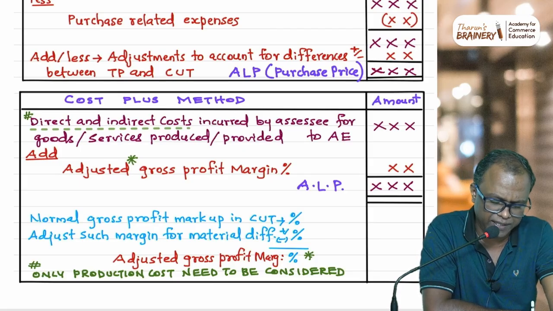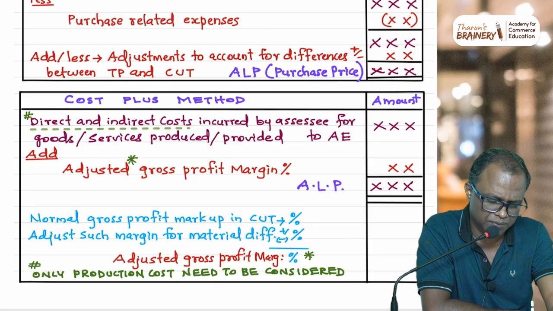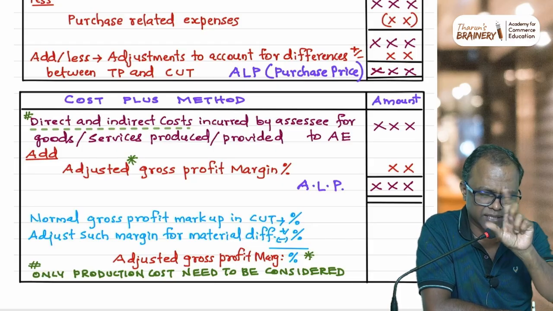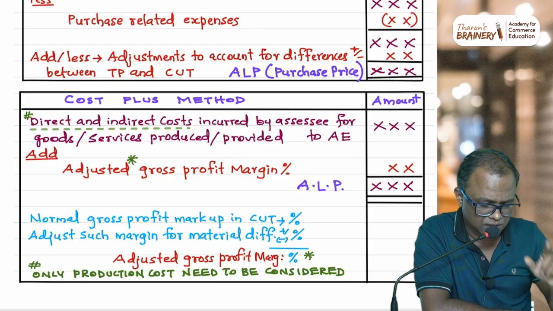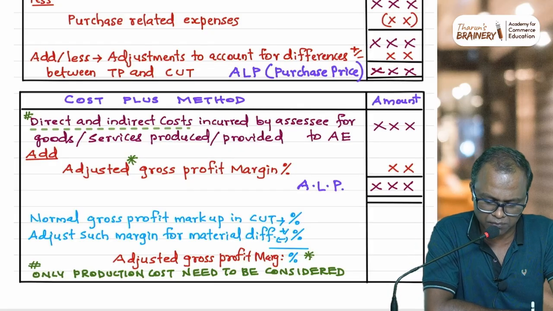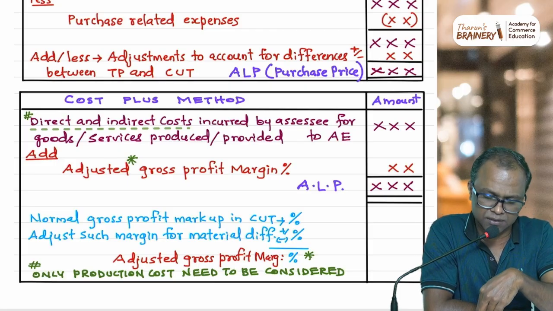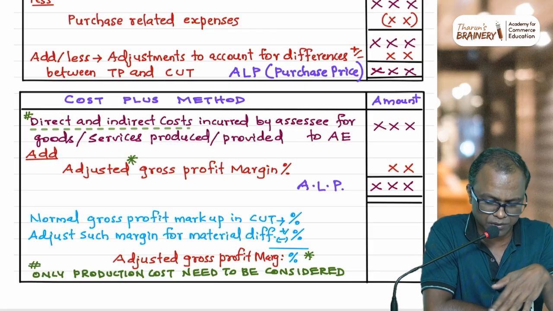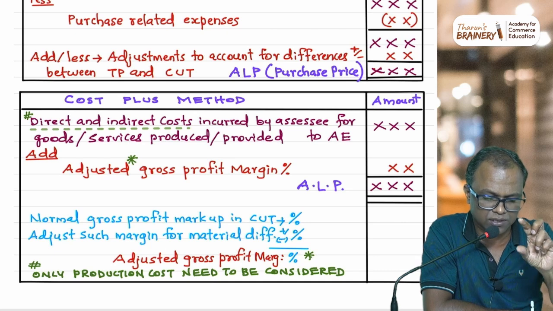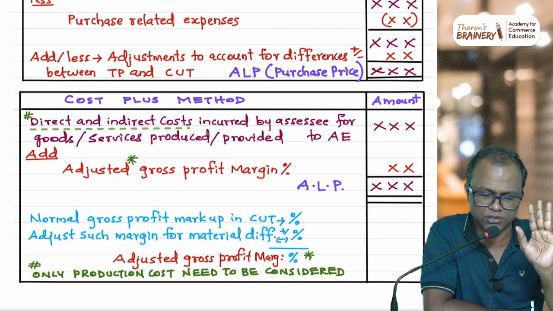So similar types of items we should compare with both margins. Sometimes we have to add, sometimes we have to reduce some items. It depends; by reading the question, we have to judge whether it should be added or lessened. So adjust such a margin for material difference, and we will get the adjusted gross profit margin. And this adjusted gross profit margin should also be related to production, because direct and indirect costs related to production only should be taken. Administrative expense and indirect cost not related to production should not be considered in cost.